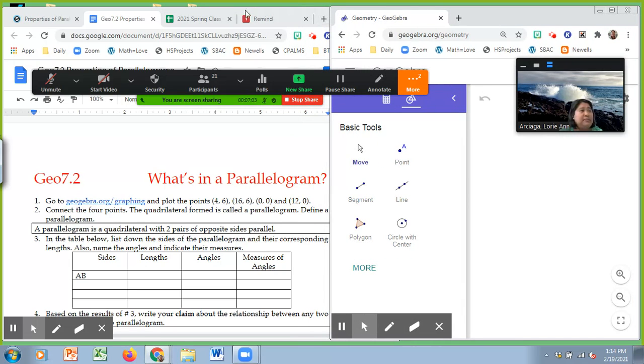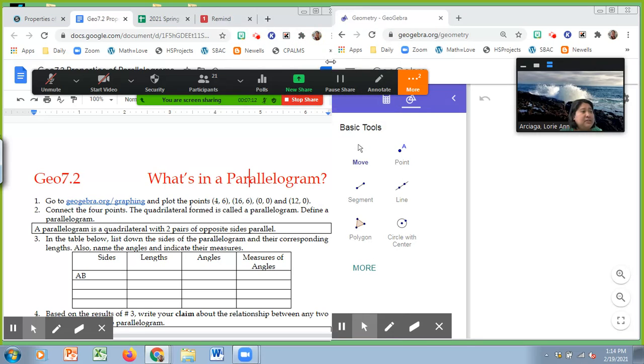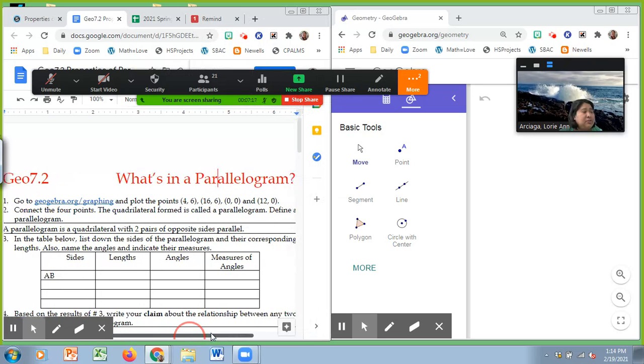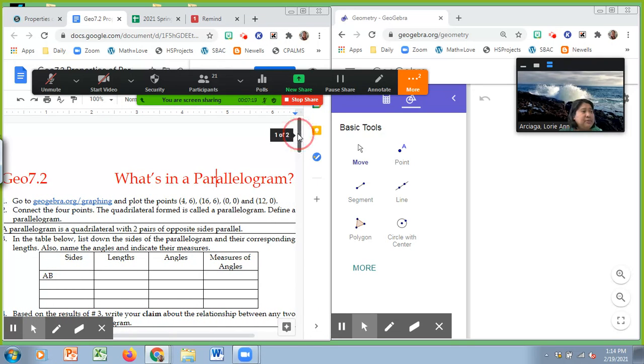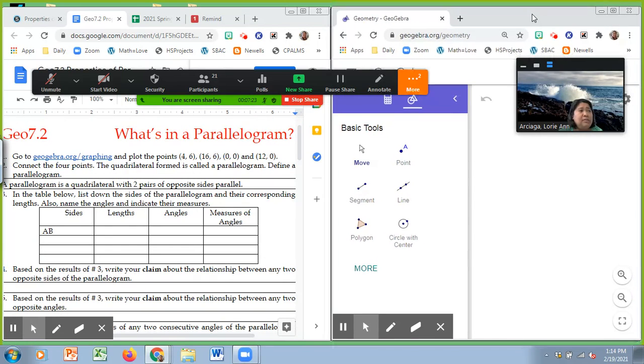All right. Let me see if I can still make this smaller so I can show the tools in my GeoGebra. Okay, I think this will do, right? So you can maximize your GeoGebra screen, maybe.